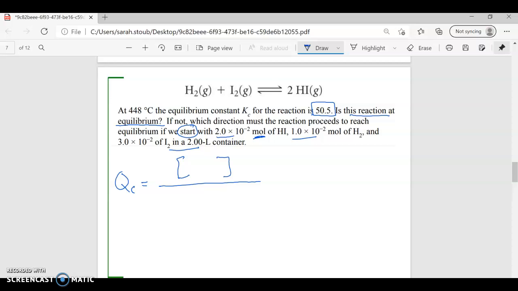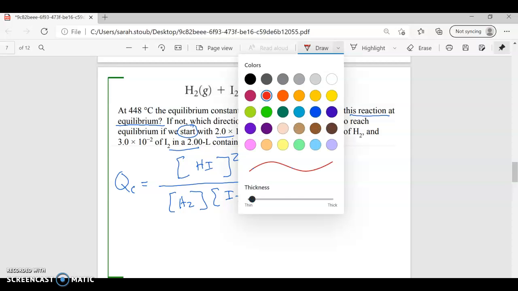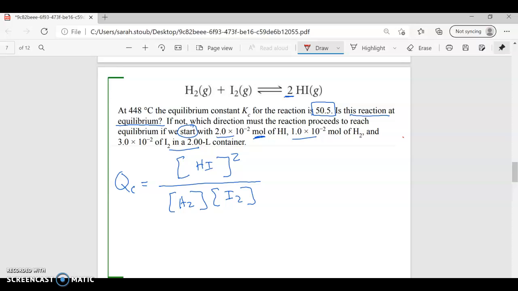It is of the concentration, so I'm going to use the brackets. Products is HI, squared on top because of that 2 there, divided by my reactants, H2 on the bottom, times my I2. So now what it's giving me is values. So it's saying this could be the equilibrium values or it might not be. So I'm going to plug them in and see if it does actually equal my K. Because I don't know if that equals 50.5, I really don't want to include that in there because I don't even know if it's at equilibrium.